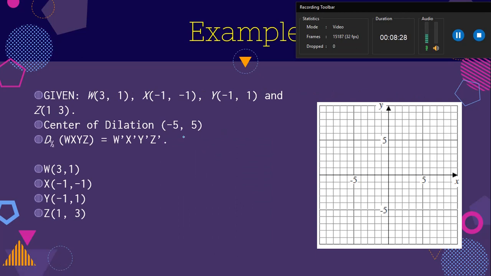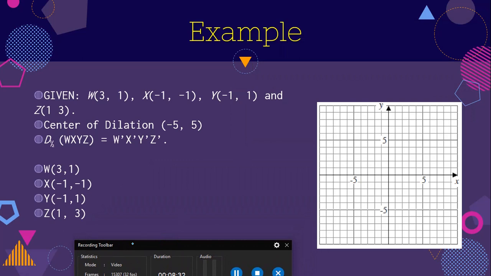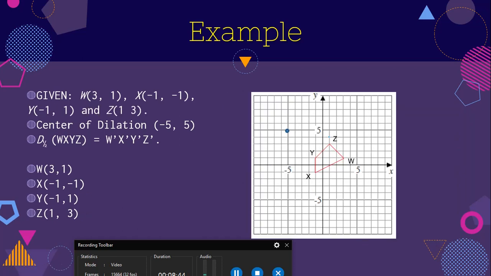All right, into the graphing. If you have to do this today, and you will, we're going to start with our 4 given vertices, W, X, Y, Z, and we're going to go ahead and graph those. I'm also going to graph the center of dilation of -5, 5. So there is my funky quadrilateral. This dark blue dot represents my center of dilation.